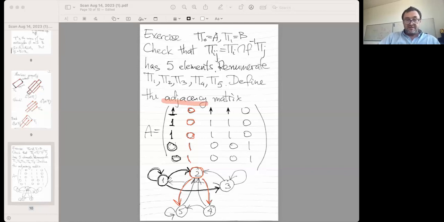For example, can I go from one to two in two steps? The answer is yes. I go first from one to one, and then I go from one to two. So for A square, I will write down the adjacency matrix by simply combining two arrows. For example, can I go from three to four in two steps? The answer is yes. I will go from three to two and from two to four. So by taking iterates of this matrix, you could see whether it is possible to get from one point to another point by taking several steps.